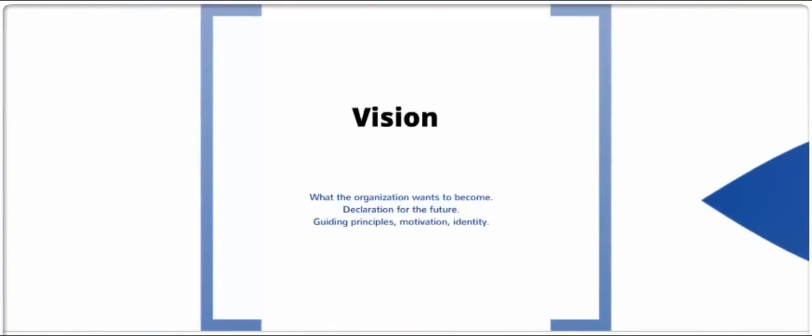All successful organizations have a vision, a statement of what the organization wants to become. It's a declaration for the future, a guiding principle that gives shape and direction to the organization. The vision motivates the organization and gives it an identity and a sense of self.